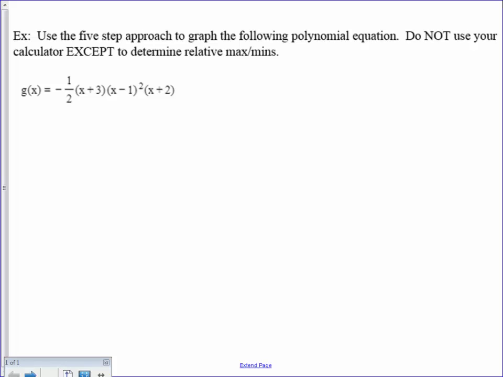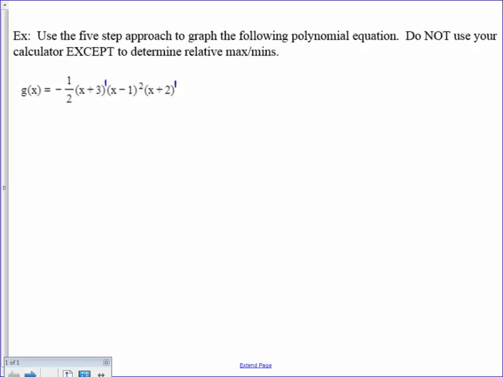This example is a little bit different from the others that we have been asked to graph. We're asked to use the 5-step method to graph the following polynomial. However, notice that my polynomial is already in factored form. Go ahead and put any understood exponents that you have on the factors. So in other words, here we'd have an understood exponent of 1, and here another understood exponent of 1.